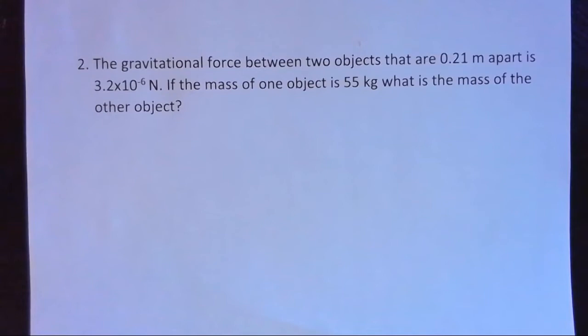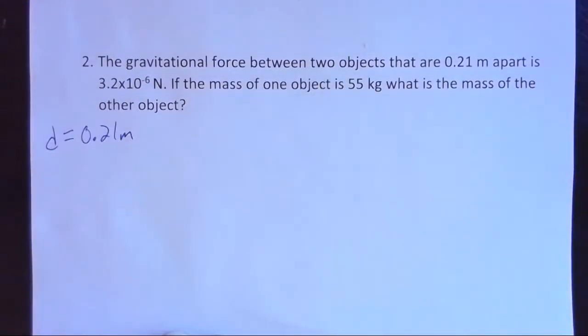Question number 2 states the gravitational force between 2 objects that are 0.21 meters apart is 3.2 times 10 to the negative 6 newtons. If the mass of one object is 55 kilograms, what is the mass of the other object? Once again, we'll begin by identifying the variables given to us in the problem.